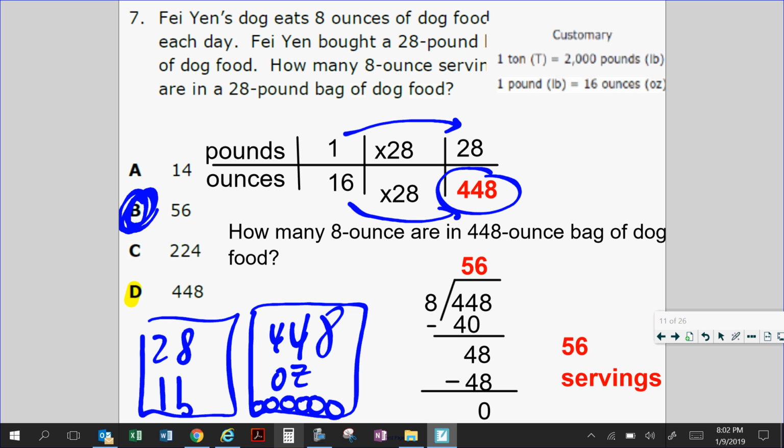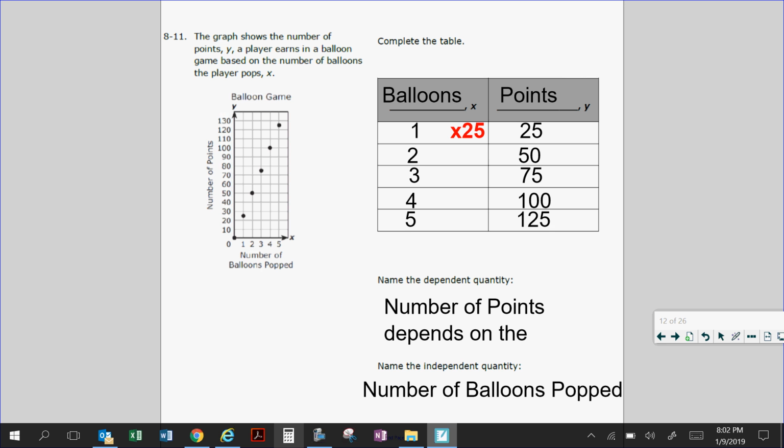So the answer to number 7 is B. So I need to fix that up. Number 8, 9, 10, 11. So the last thing you need to know is finding relationships. So this is a graph. It shows the number of points, and then it shows the number of balloons popped.